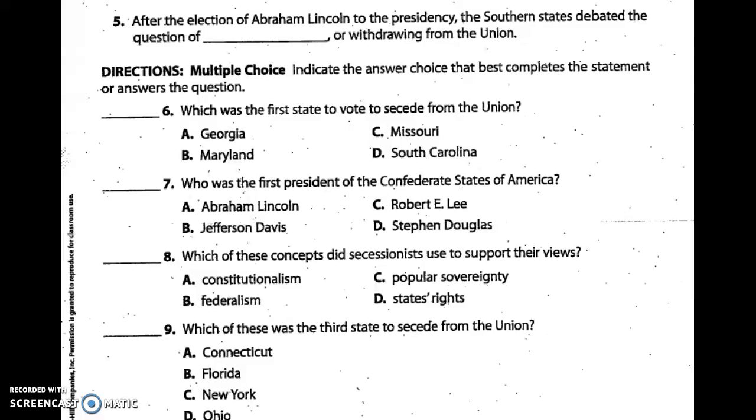Number 6 asks, which was the first state to vote to secede from the Union? Was that A, Georgia, B, Maryland, C, Missouri, or D, South Carolina? Number 7, who was the first president of the Confederate States of America? Was that A, Abraham Lincoln, B, Jefferson Davis, C, Robert E. Lee, or D, Stephen Douglas?